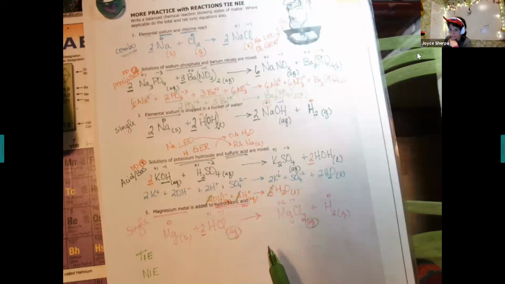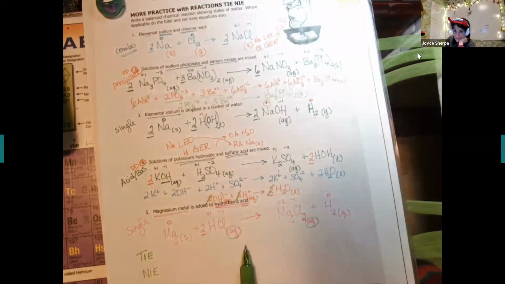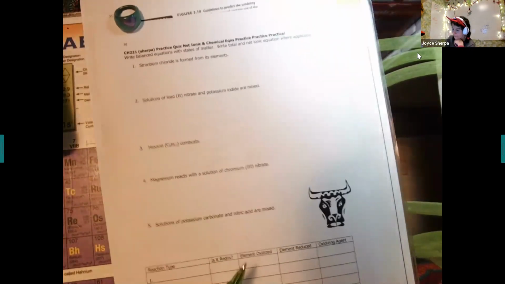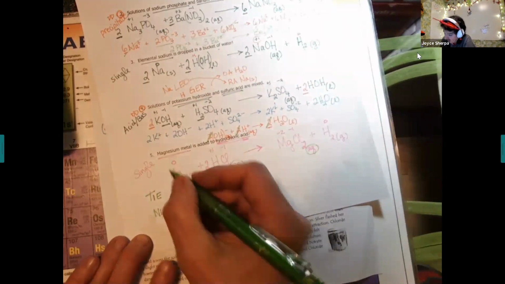So on your study set for Tuesday, the first page is the doubles, and then the second page is doing total and net ionic with the singles. And then your worksheet is kind of like this page, or this page where it's just all mixed up and you do LEO GER and stuff. So let's go ahead and do the total and net ionic because it's slightly different with the singles.